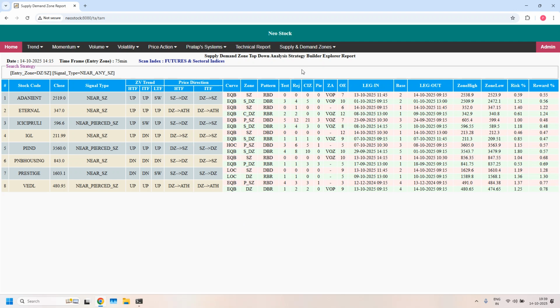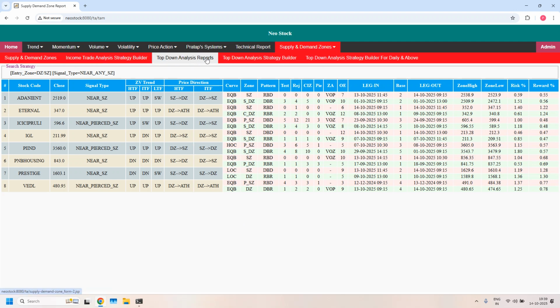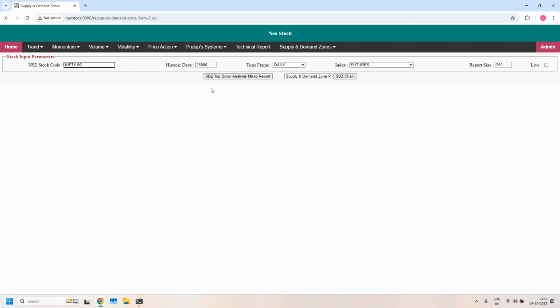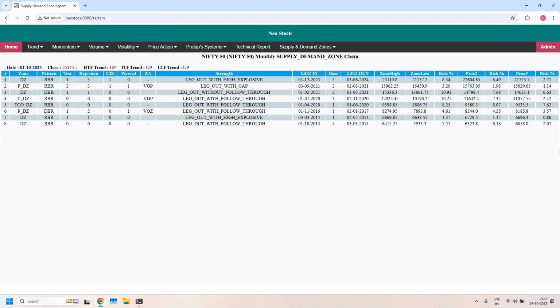Okay, next I will generate NIFTY and BANKNIFTY supply demand zone chain reports, starting with NIFTY, generating NIFTY monthly supply demand zone chain report.